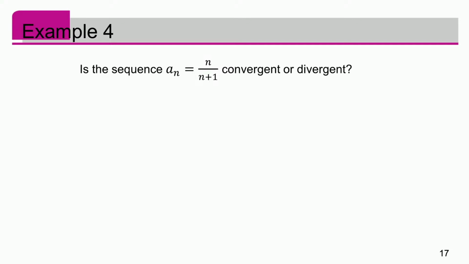This one we've already done, so I'm not going to make you suffer through this again. You already know, this one is convergent. It converges, and the limit as n approaches infinity of n over n plus 1 is equal to 1. So we did that one already. So that one we're good with.